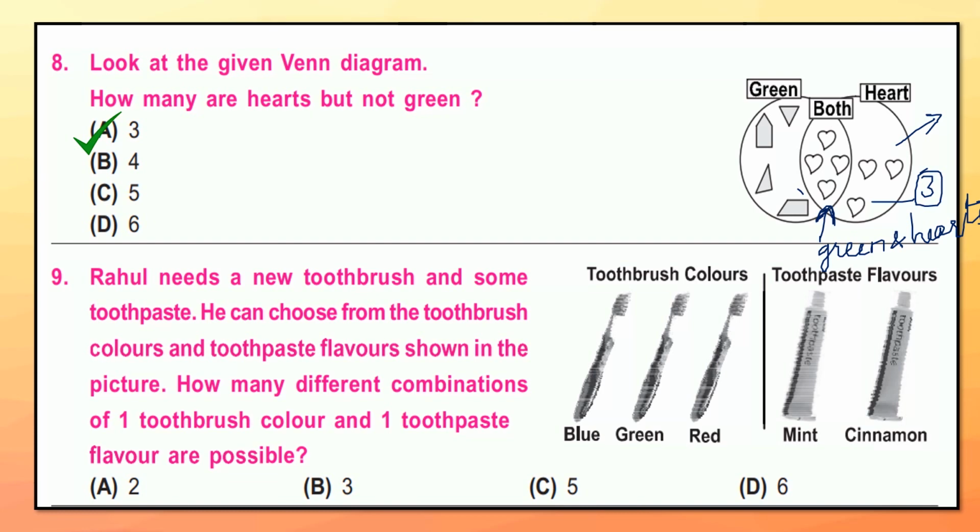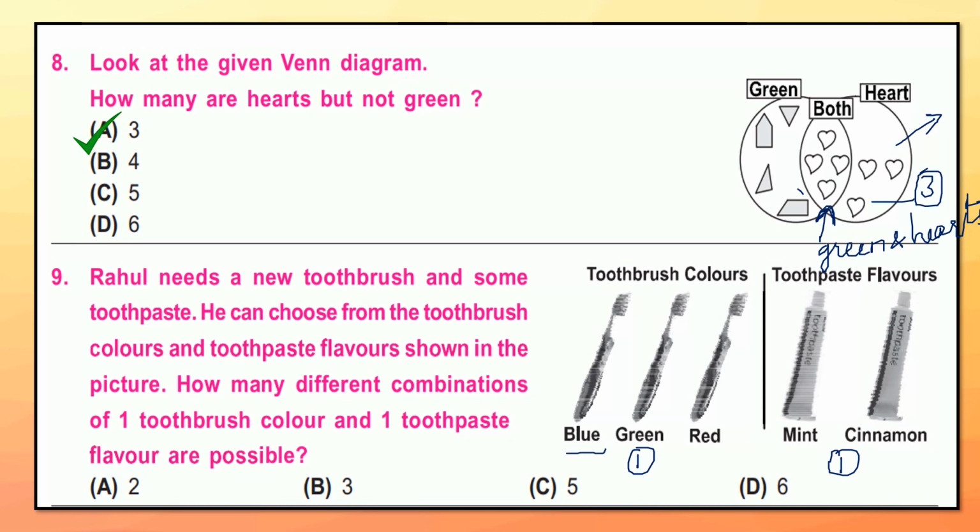Question number 9. Rahul needs a new toothbrush and some toothpaste. You can choose from the toothbrush colors and toothpaste flavors shown in the picture. How many different combinations of one toothbrush color and one toothpaste flavor are possible? So he needs to choose only one color among the toothbrush colors and one flavor among the flavors given. So how many possible combinations he can choose?